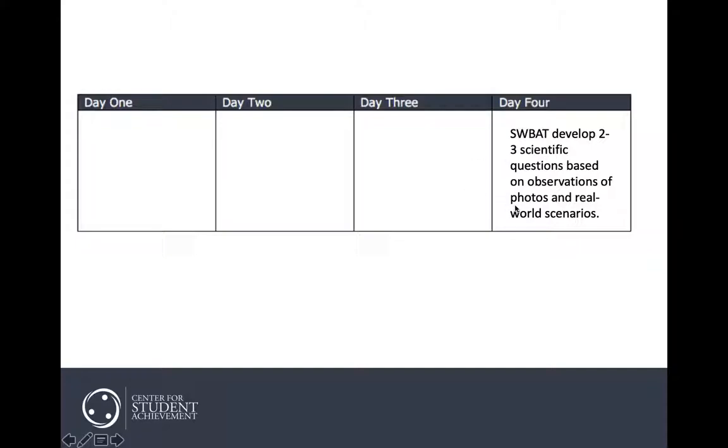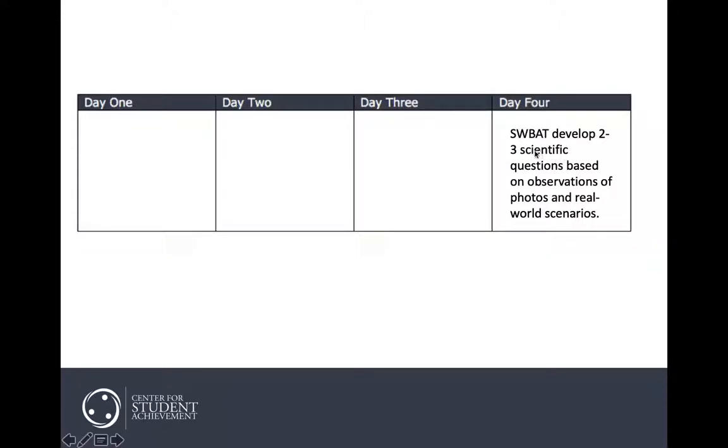I know that in order to be good scientists, students need to do this in real world scenarios, as far as science experiment scenarios. They need to be able to observe things in the real world, and then develop scientific questions that can be testable. But the way they're going to be tested on AIMS or any other science test is through photos. They're going to take photos of something that's happening and have students observe those. So I wanted my students to be able to do both of these things. So that's day 4.